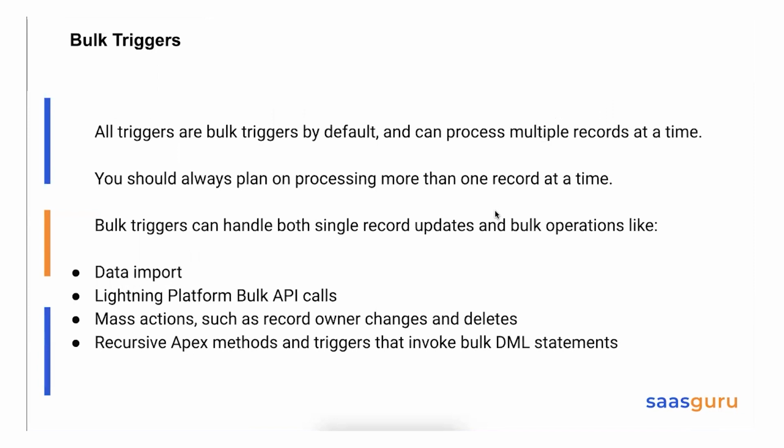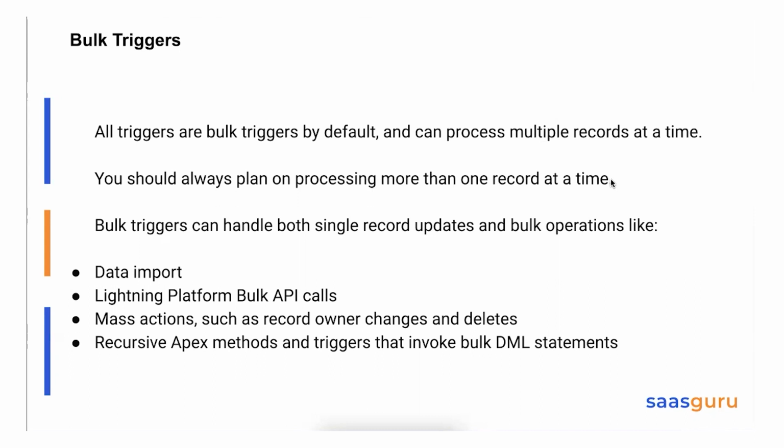Now bulk triggers. Once you access Trigger.new, it gives you all the records, whether I am updating one record or multiple records. Trigger.new is going to give me all records. So our logic should support bulk, not only one record. Always plan how the logic will work for all records, because in some requirements, once you understand the requirement, it may seem like only one record is involved.